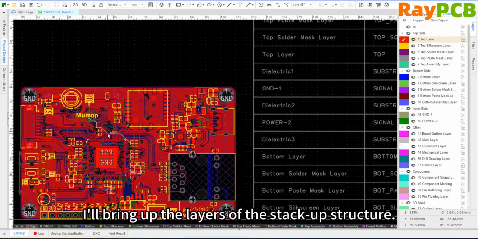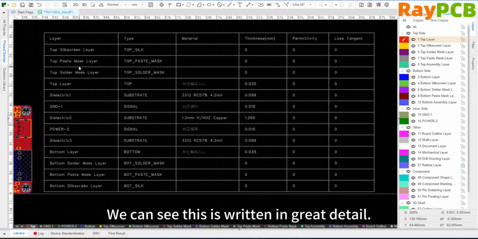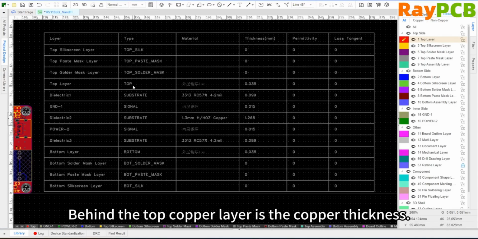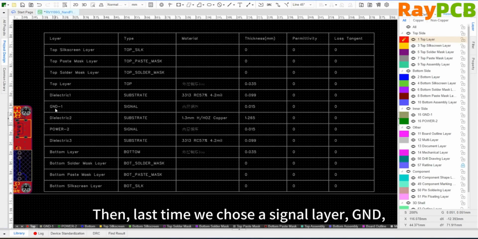I will bring up the stack-up structure for you. As you can see, the details here are very meticulous. First, there's the silkscreen on the top layer, then the solder paste on the top layer, followed by the solder mask on the top layer. After that comes the top copper, the copper itself, and the thickness of the top copper layer. In the middle, there's a dielectric layer.